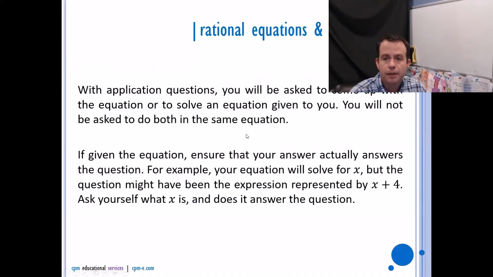If given the equation, ensure that your answer actually answers the question. For example, your equation will solve for x, but the question might have been, what is x plus 4, right? And you see this a lot with distance, speed, time questions, and we will do these together in a minute. But make sure that once you get x equals whatever, you say, okay, what did x actually represent? And is that what I'm actually supposed to answer as far as the question goes, okay?